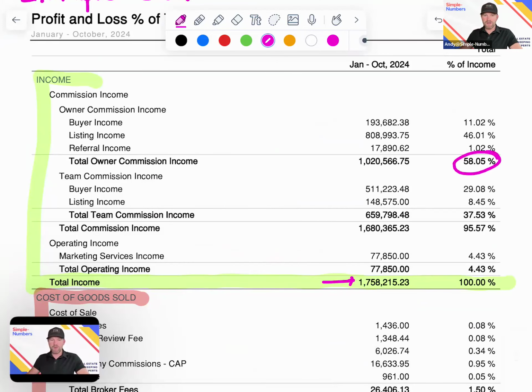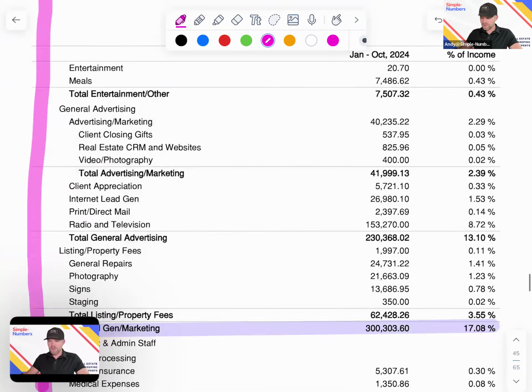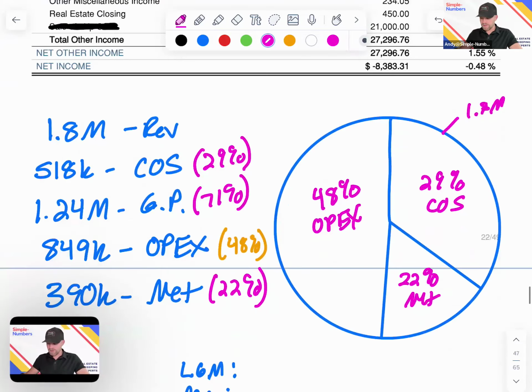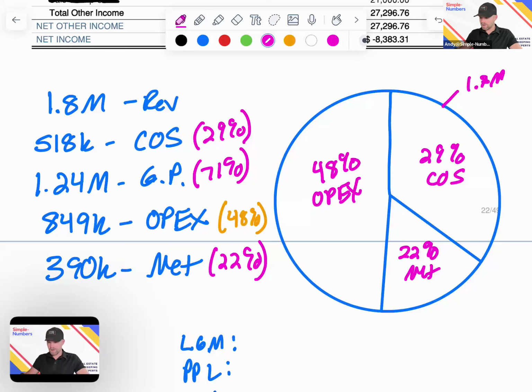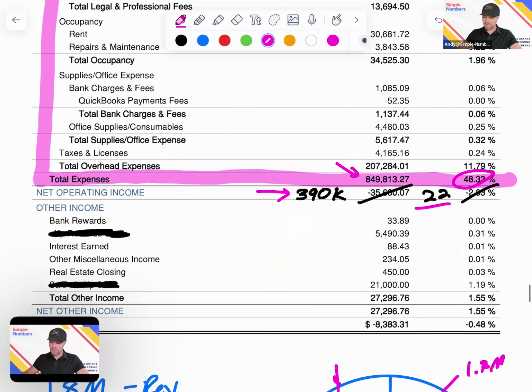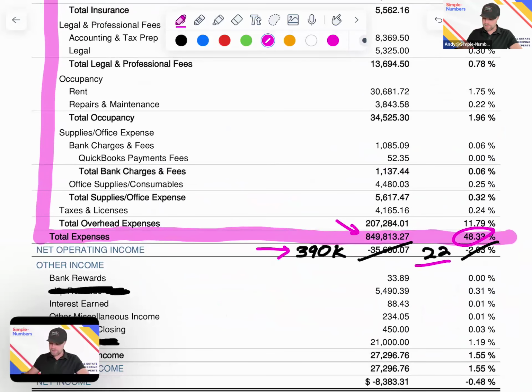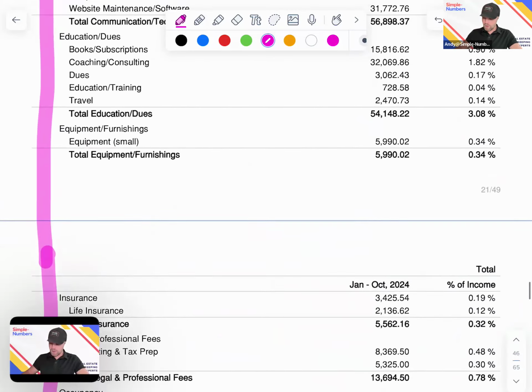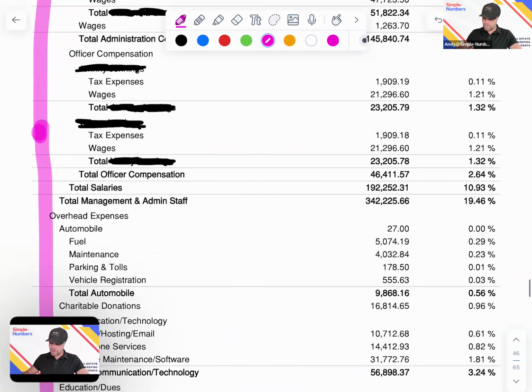He's doing 58% of the production. So that's why the cost of sale is as low as it is at only 29%, because he's doing the majority of the production. But what's obvious, as I mentioned, is our operating expenses are too high at 48%. If we want to increase our net, the first thing I'd be digging into is the operating expenses. Well, let's look at them. There are really three categories of operating expenses. We have lead gen and marketing. We have people.